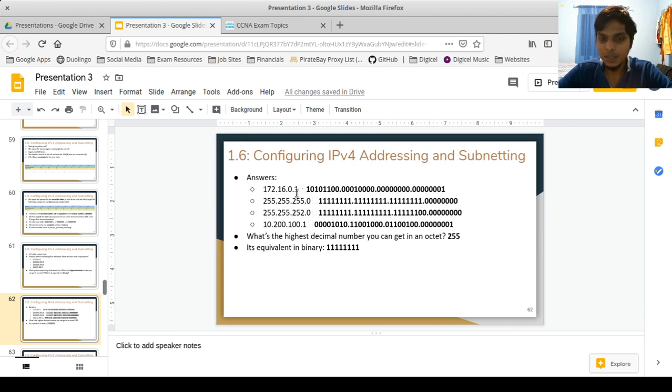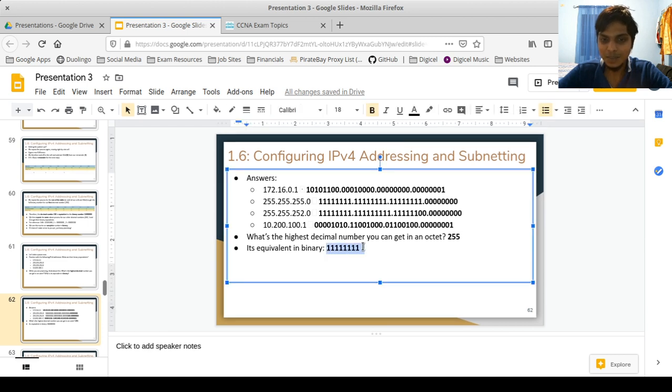Right, so these are the answers that you should have gotten. All of these here. And the highest decimal number that you can get is 255. And the equivalent in binary is 8 ones, of course, because what can you get in a group of 8 bits besides 8 ones? You can't get higher than just setting everything to 1. So if anyone ever says an IP address with 256 in it, you know they're wrong. It can only go from 0 to 255, because that's the highest decimal number you can get.